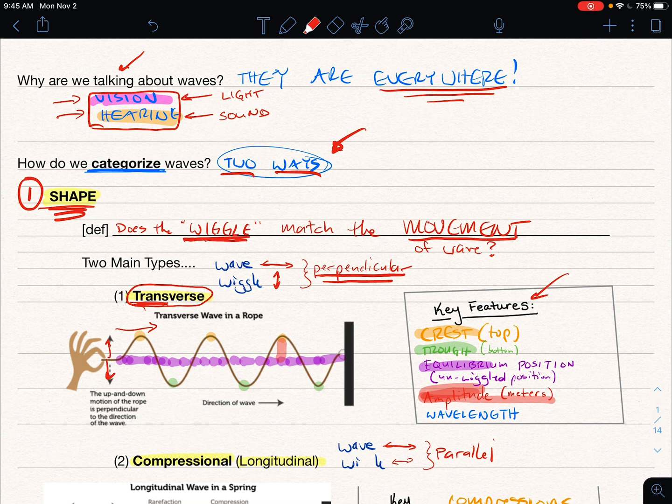You could also describe it as being underneath. Usually these waves are symmetrical, so if the crest is 3 meters above the equilibrium position, the trough would be 3 meters below. You don't measure from the crest all the way down to the trough, though. You don't do the total height. It's the distance above the unwiggled or equilibrium position. So that's one way you would describe how big this thing is, the height of it.